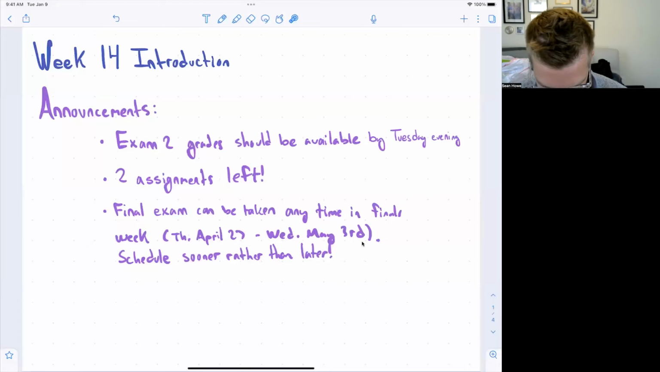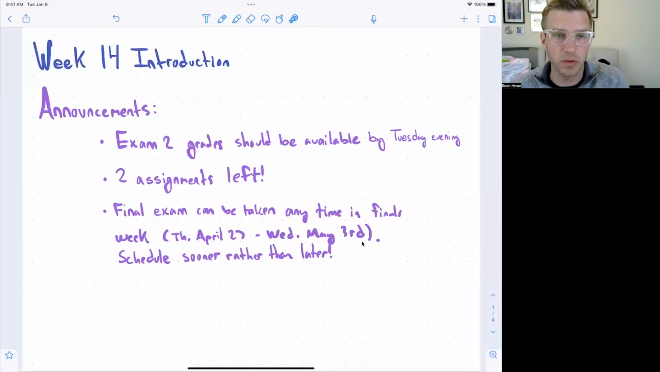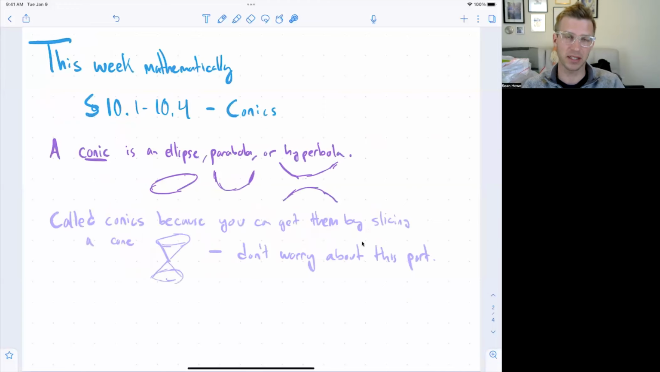And the final reminder is the final exam can be taken anytime in finals week. That's Thursday, April 27th to Wednesday, May 3rd. Do get that scheduled sooner rather than later so you can get the time you're looking for to take that exam. Okay, so some words about the mathematics this week.